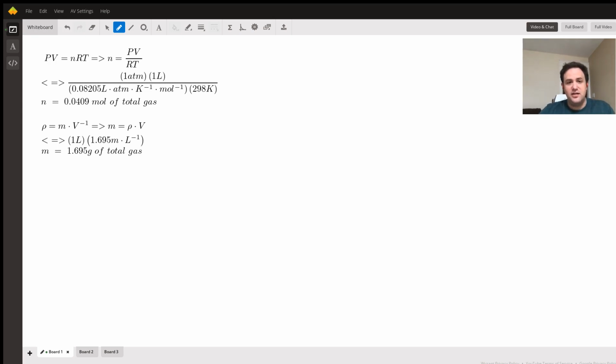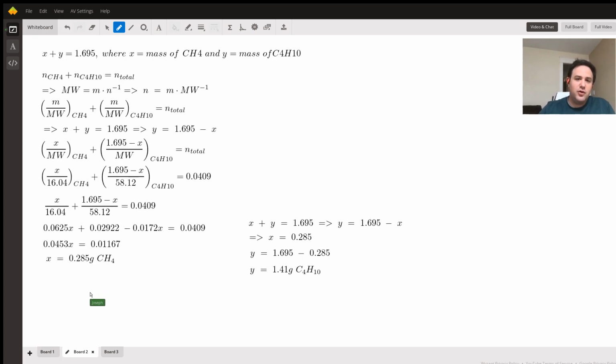Now we were told that the density was 1.695 grams per liter. So let's use that and solve for the mass of all of the gas present. When we do that, we find that there's 1.695 grams of gas present. So that includes both the methane and the butane. And this is a sensical answer. We know that the density is 1.695 grams per liter, and we also know we have 1 liter. So it would make sense that we have 1.695 grams of gas present. This checks out. So let's go to the next board.